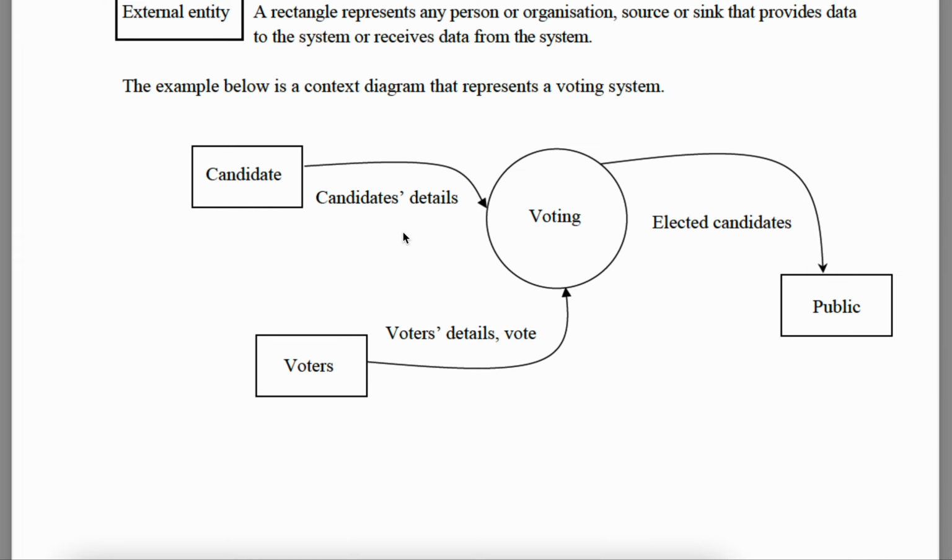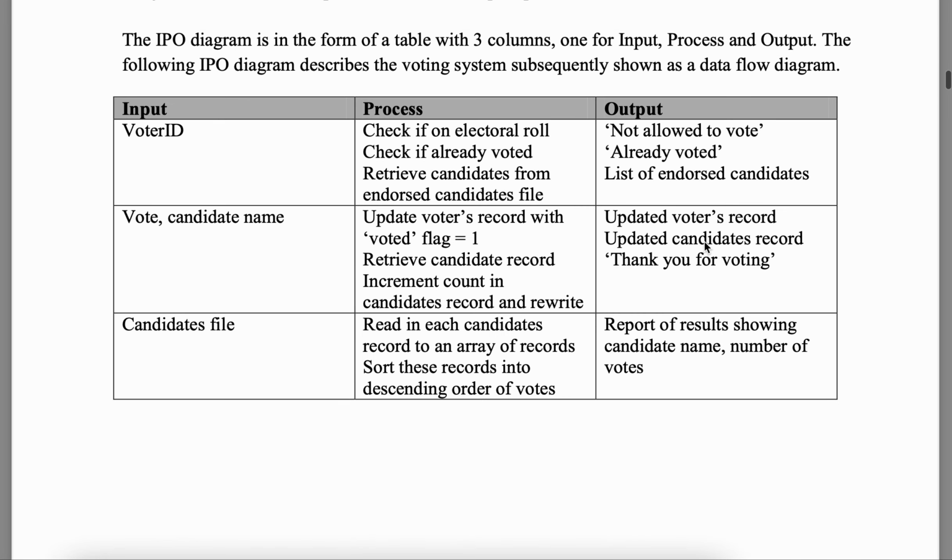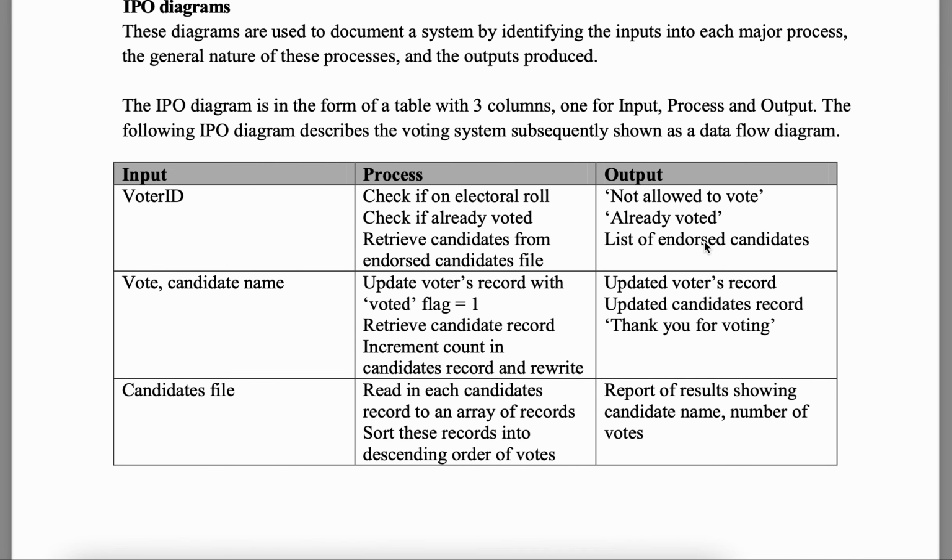Not in as summarized form as a context diagram. We actually have to do all of the inputs, all of the processes, and all of the outputs. Okay, so in this example, the voter ID goes in. Then you will notice voter ID is a noun. Okay, it's a piece of data and it's a noun. It's not voter enters their voter ID in. That's a doing word. It is just the piece of data that goes in. This is the input, voter ID.